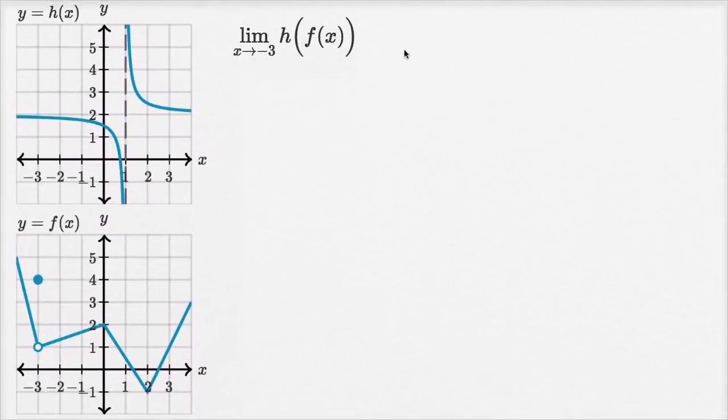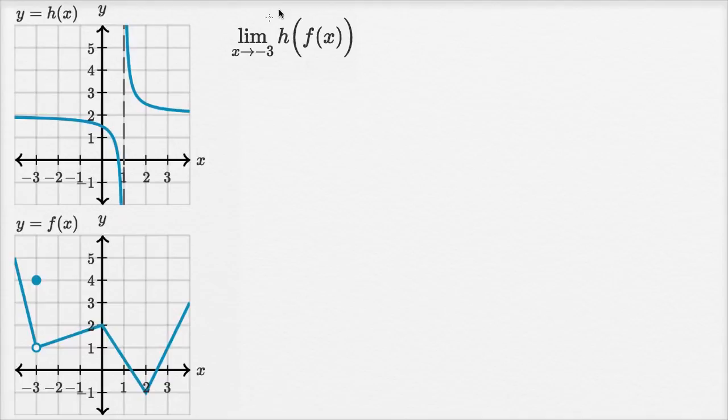All right. So we have, once again, the limit of h of f of x as x approaches -3. This is the same thing. This is equal to h of the limit as x approaches -3 of f of x. So let's look at f of x. This is the graph y equals f of x. And the limit as x approaches -3. Well, as we approach -3 from the left-hand side, as we get closer and closer to -3, it looks like we are approaching the value of 1. And as we approach from the right-hand side, it looks like we are approaching the value of 1.